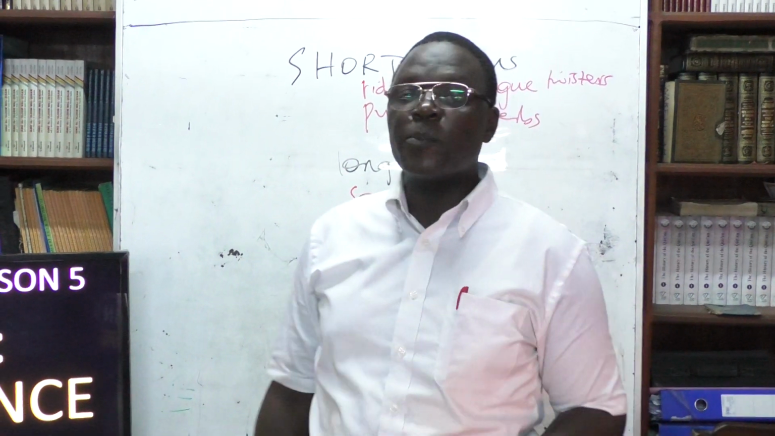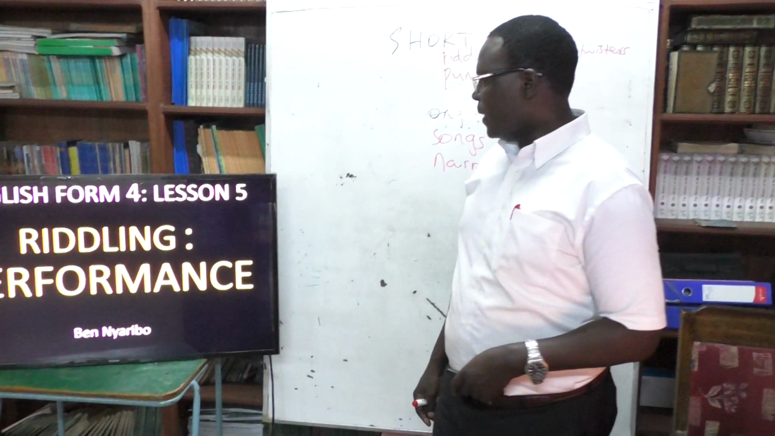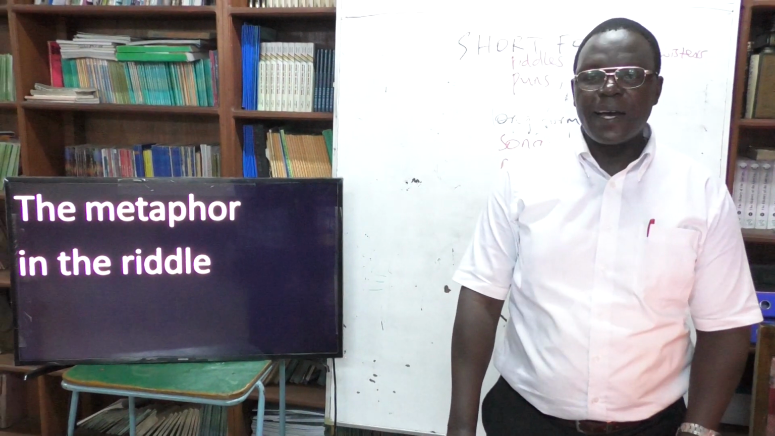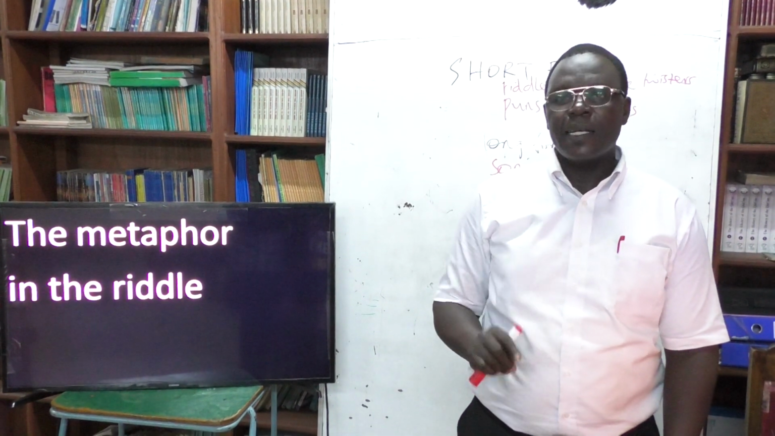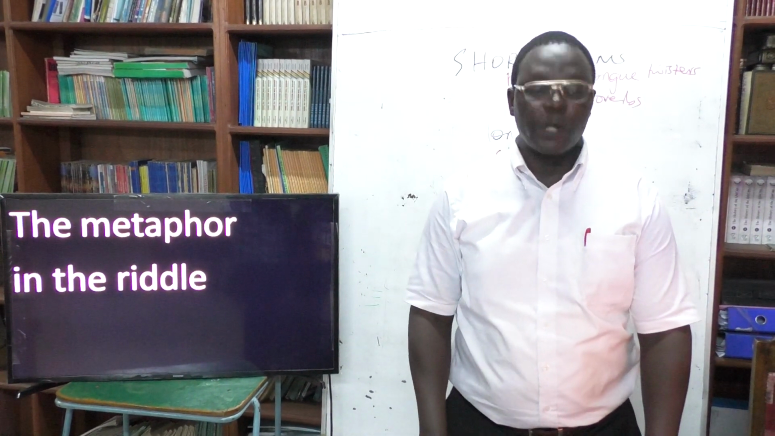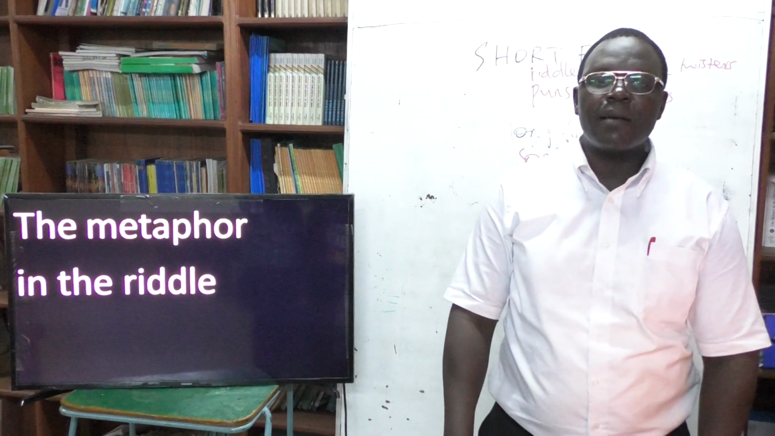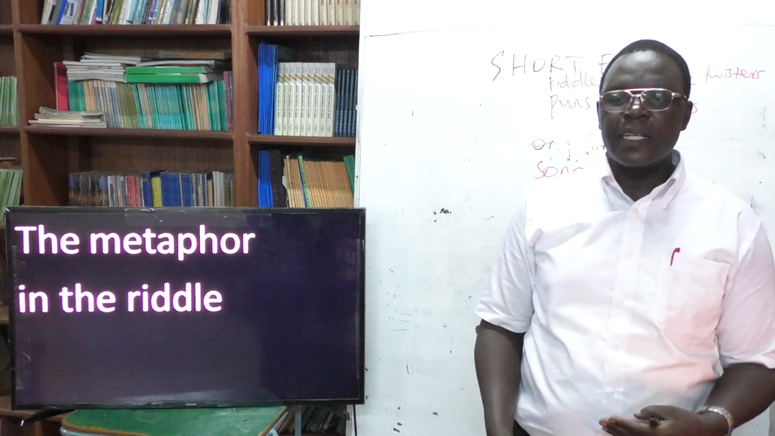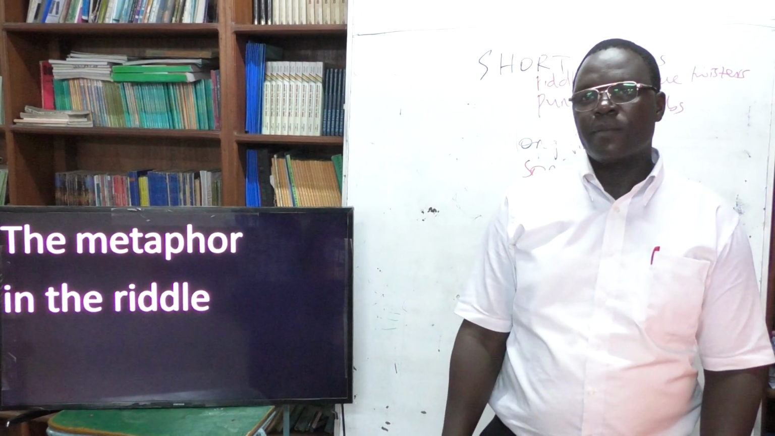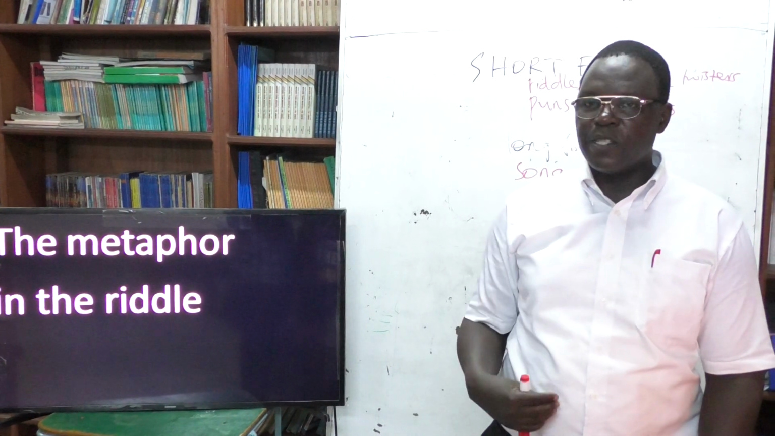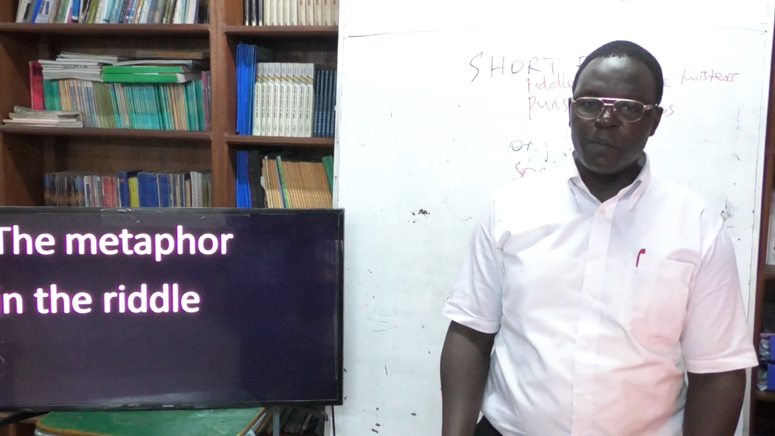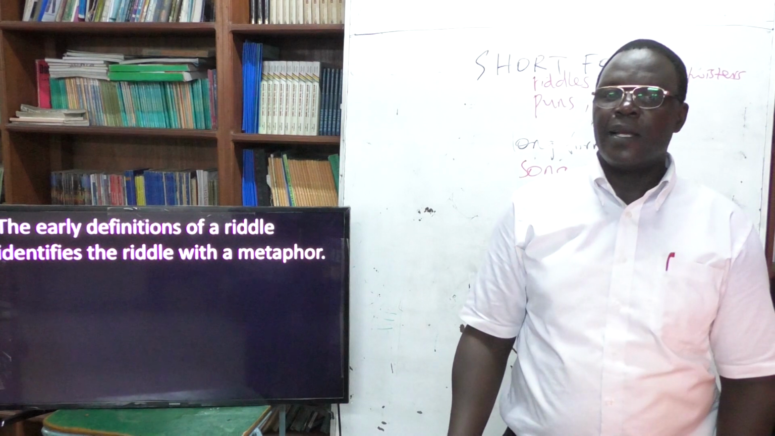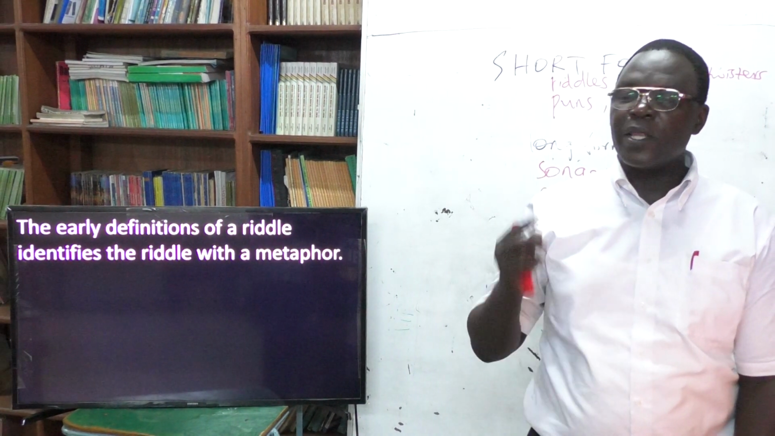Now, what features prominently with the riddle is the metaphor in the riddle. Meaning that the riddle is metaphoric. What is a metaphor? A metaphor is when you use an object to describe another object. You want to hide meaning behind an object in the description of another object. So the early definitions of a riddle identify the riddle with a metaphor.